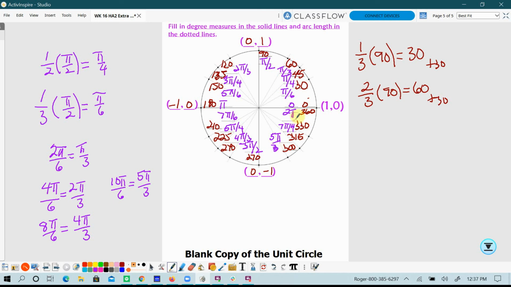And then here at 330, I'm going to put it in the middle-ish, 11 pi over 6 at 330. And then 12 pi over 6 is back at 2 pi. So that's all your radian measures, or your arc lengths around the circle, that complement the degree measures.